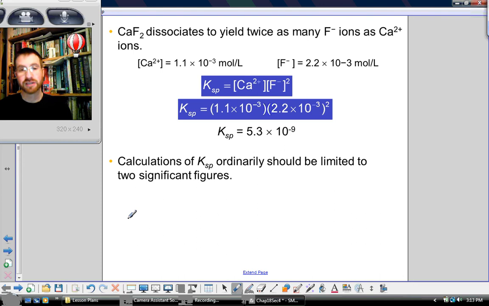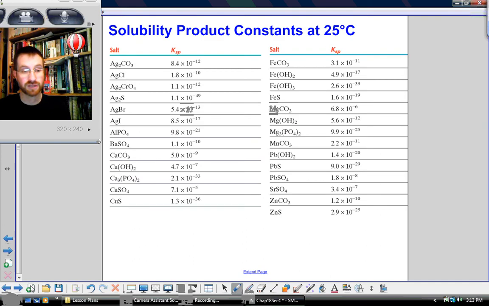So, calcium fluoride dissociates to yield twice as many fluoride ions as calcium ions. Therefore, we end up with this as our expression, and we can calculate the Ksp by plugging in the molar concentrations. Calculations of Ksp ordinarily should be limited to two significant figures. After all, there's a lot of experimental error.